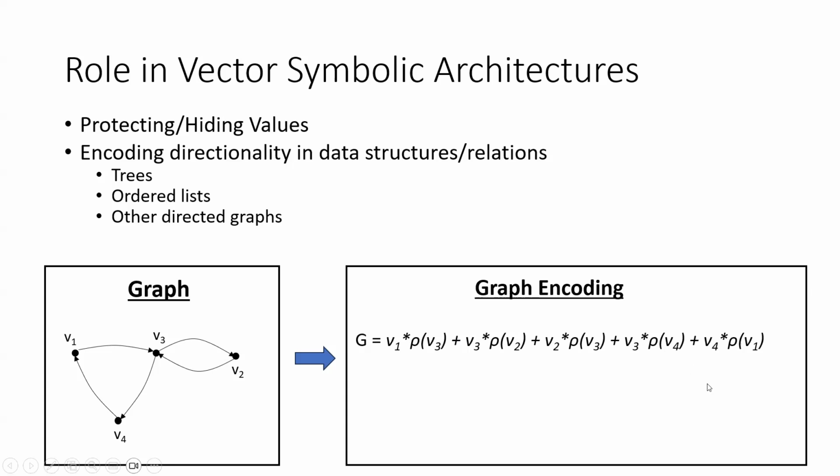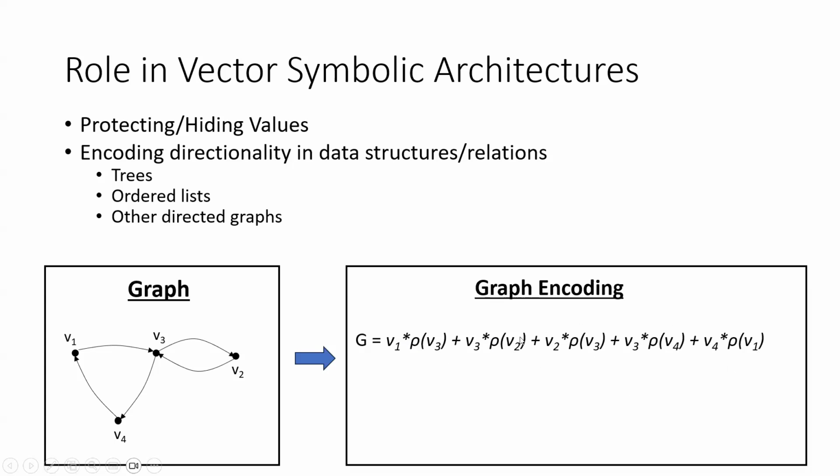It's a superposition of bindings of permuted vectors. And so we would have our vector associated with vertex v1, and the vectors associated with vertices v3, v2, and v4. And the way that we would combine them to represent the overall graph is: v1 is the beginning of a directed edge ending at v3. v3 is the beginning of a directed edge ending at v2. It is also the beginning of a directed edge ending at v4. v2 has a directed edge to v3, and v4 has a directed edge to v1.